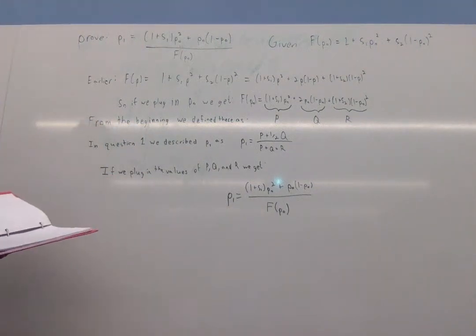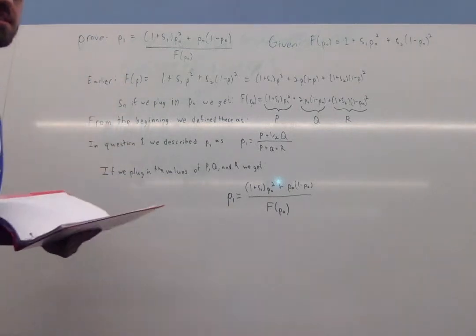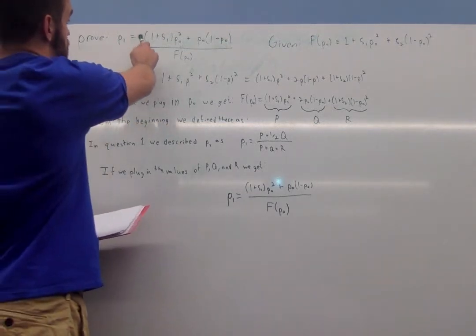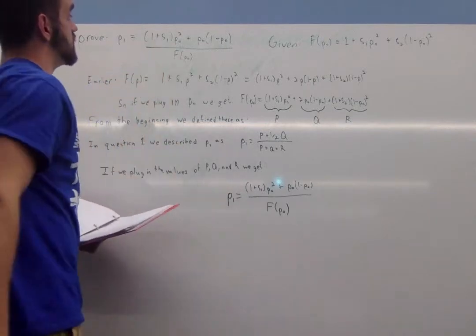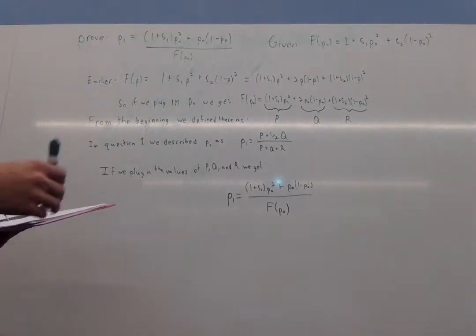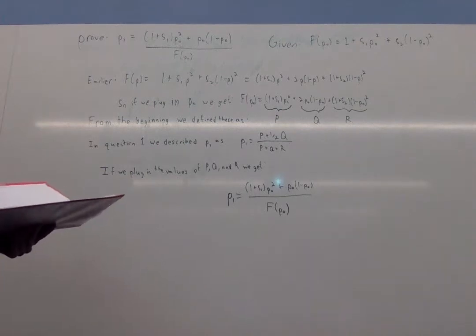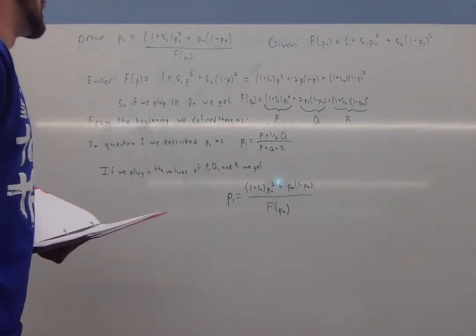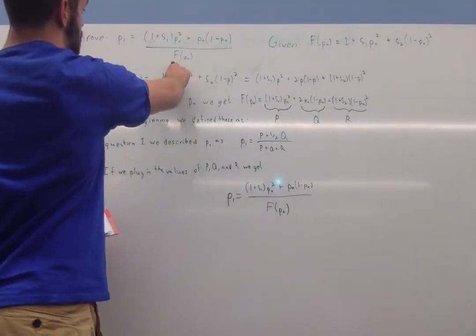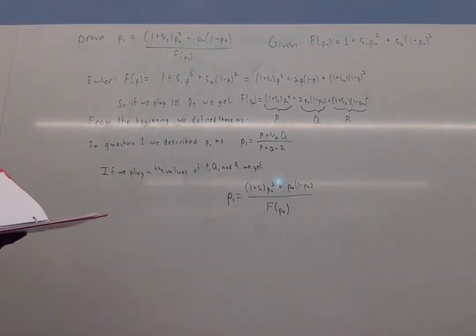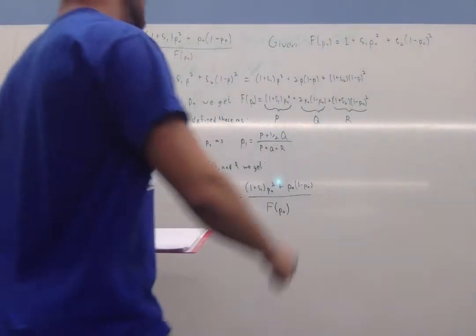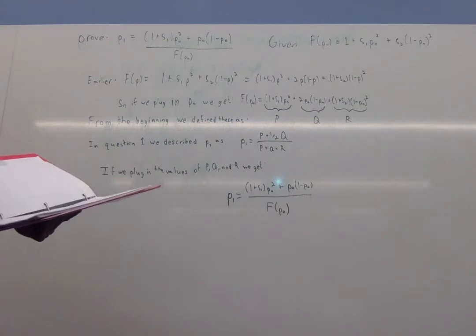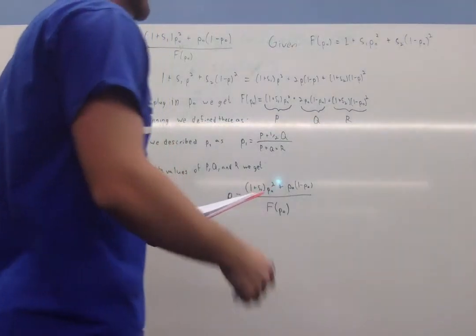So problem 7 asks us to prove that P1, which is the frequency of the big A allele after the first time step, equals (1 plus S1) times P naught squared, plus P naught times (1 minus P naught), over the function with P naught plugged in. And they asked us to prove this given that f of P naught equals (1 plus S1) P naught squared plus S2 times (1 minus P naught) squared.